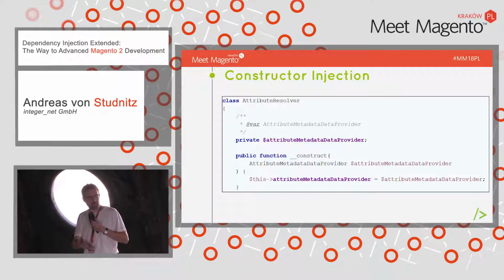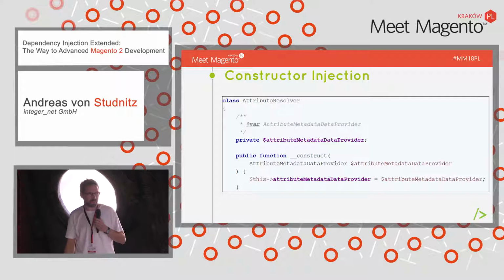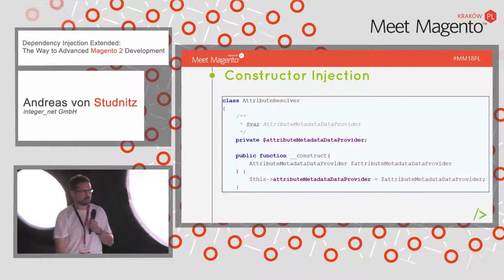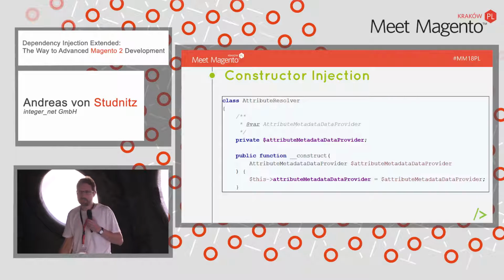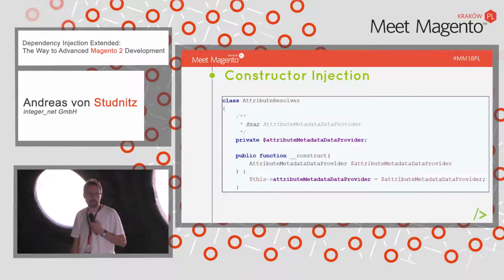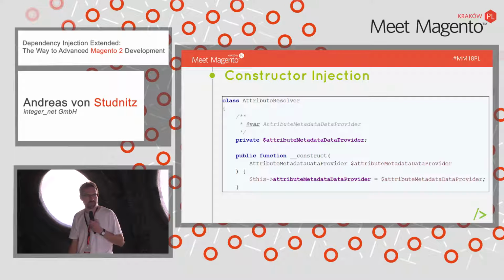So let's look at our class again. We have that attribute metadata provider. The object manager looks into the constructor, looks up the class name, attribute metadata provider, and looks up if it's a new object or it's an existing object.